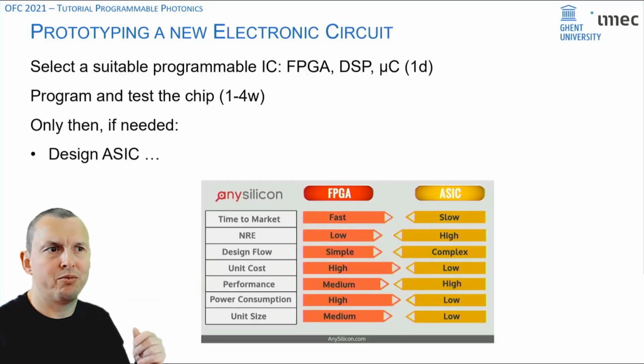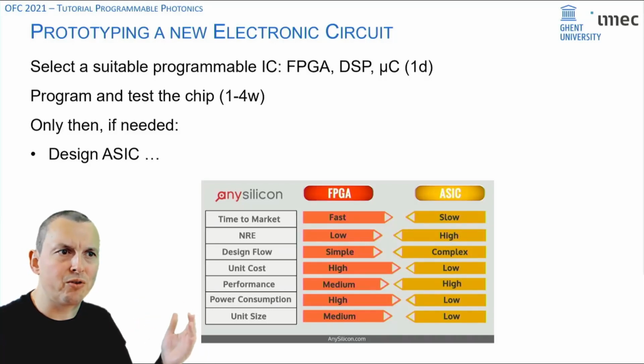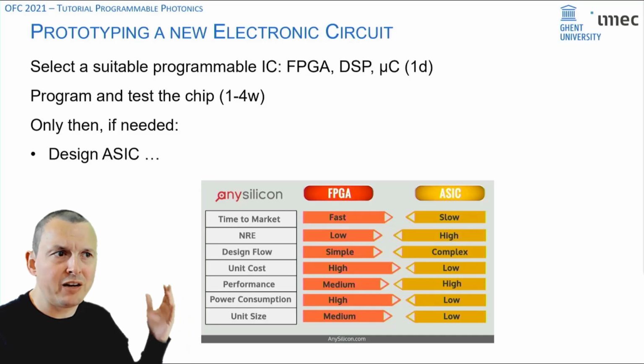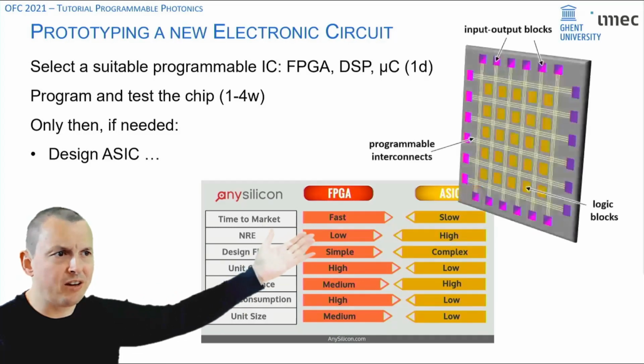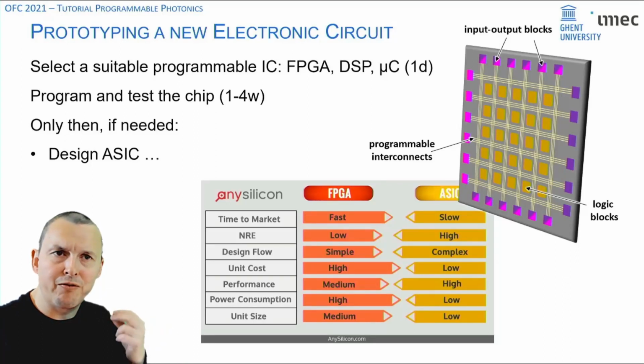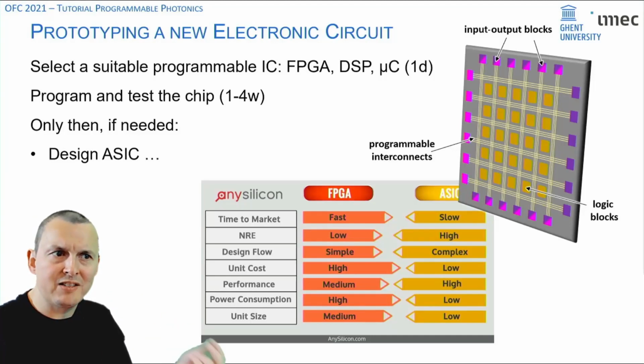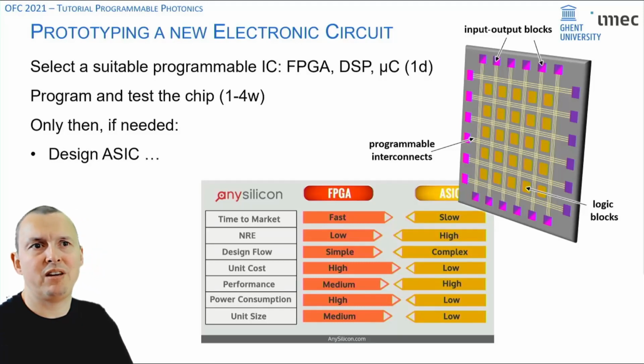programmable electronic chip, like a field programmable gate array, digital signal processor, or microcontroller. And then once you have such a programmable circuit, like for instance these FPGAs with logical cores and programmable interconnect, in a couple of weeks you can have your functionality designed and tested and put with a customer to see whether he likes it. And only if you really need it after that, for instance for power consumption or performance, you can design an ASIC to do the same thing.